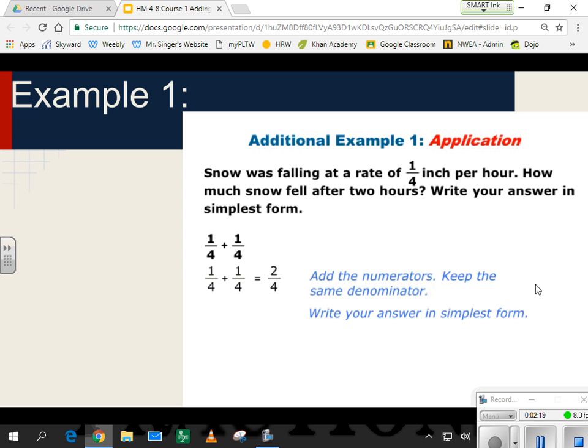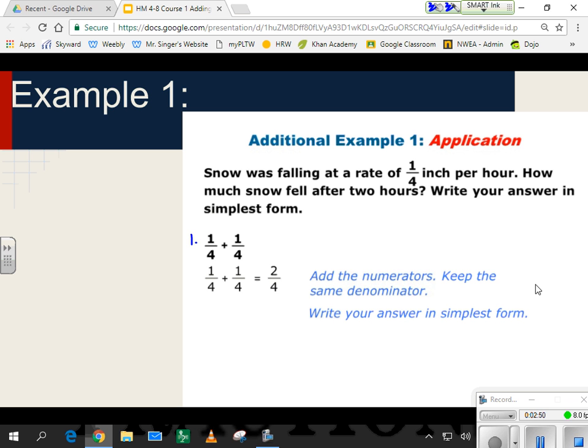So here's a scenario where it says snow is falling at a rate of 1/4 inch per hour. Had some days like that so far this year. How much snow fell after 2 hours? We can write our answers in simplest form. We can think through the scenario that for every hour it's 1/4 of an inch. As you can see here, the first thing I did is list out 1/4 one time, 1/4 2 times, because that's how many hours the problem asks us to do.